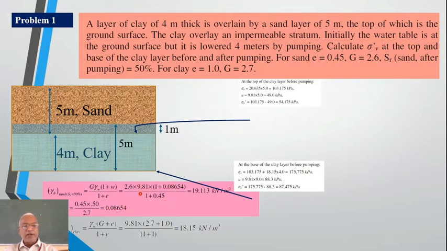So if we calculate everything after substitution, 19.113 kilonewton per meter cube becomes gamma B here in this 4 meters. Then here anyway we know that it is 20 point something. Then gamma saturated of clay remains the same.